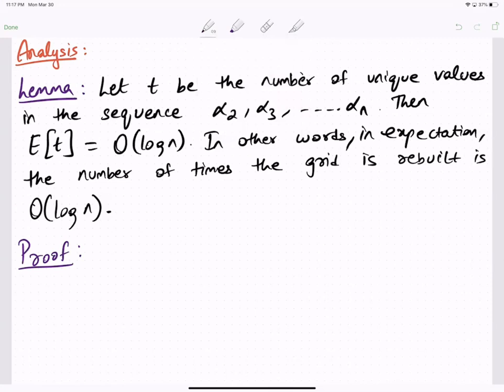Well, it's a very nice proof. This lemma is one of the reasons that I'm discussing this topic today. Okay, so let's introduce some notation.